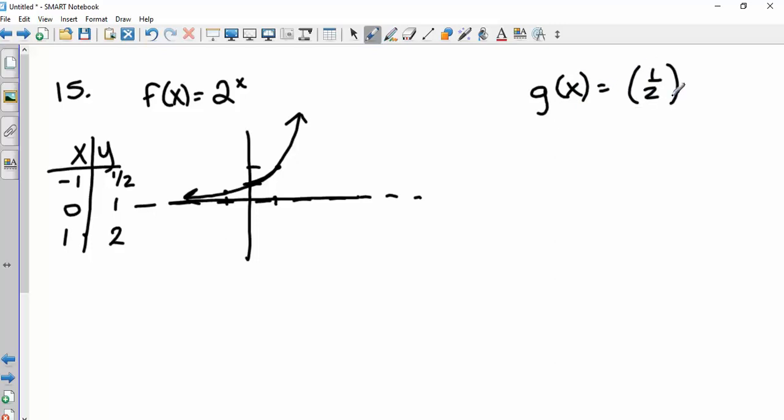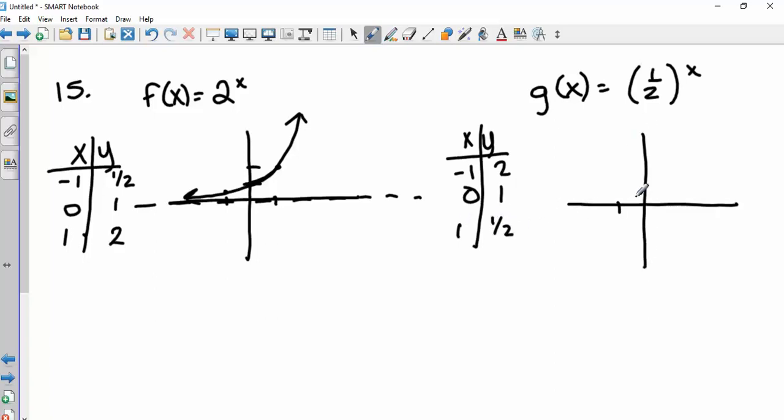So if I did 1/2 to the x, what's 1/2 to the negative 1? 2, because it flips it. 1/2 to the 0 would just be 1, and 1/2 to the first is 1/2. 1, 2, 0, 1, 1/2. So what changed is that one is decreasing. You still have an asymptote at 0.